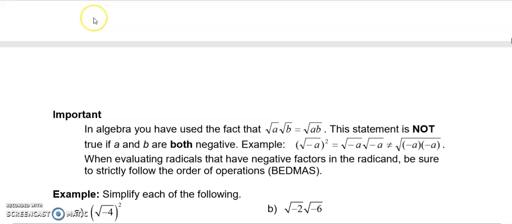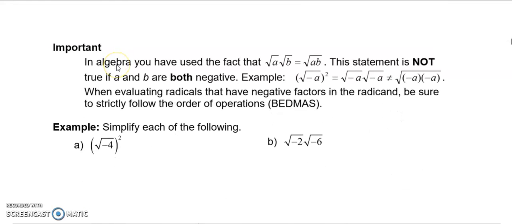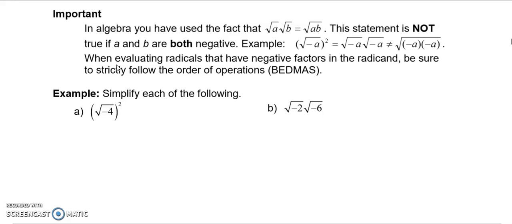Now, another thing I'd like to get covered in this video involves certain simplifications involving imaginary numbers. Most of them are relatively straightforward, but there are a few things you really need to be aware of. So let's look at this example here, the example on page 6. The first one says, simplify the following. We have the square root of -4, and all of that is squared.